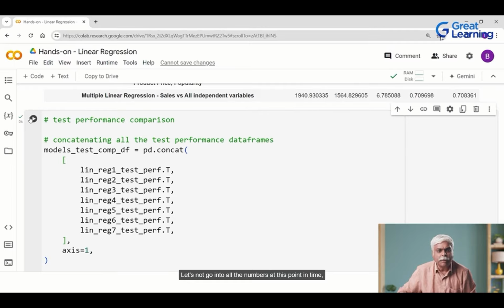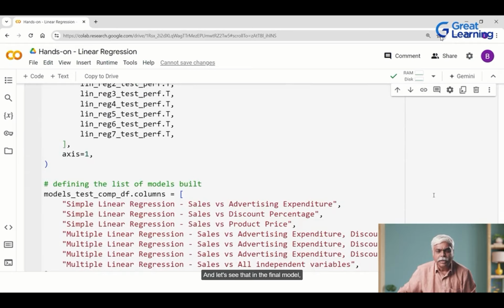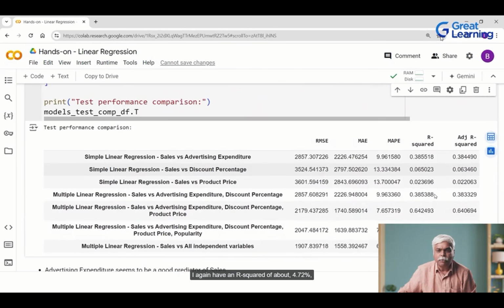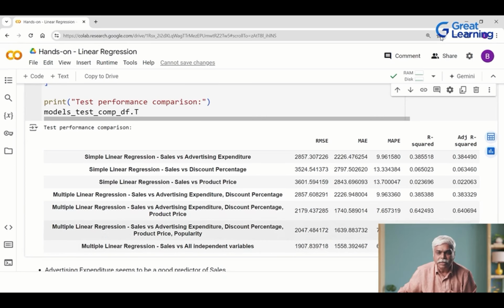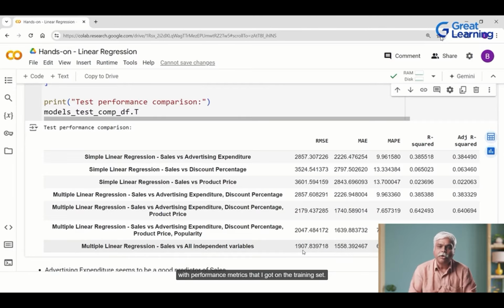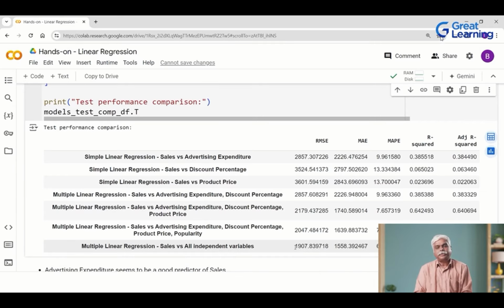Let's not go into all the numbers at this point in time, but simply look at what happened to our final model. In the final model, I again have an R square of about 0.72, and more importantly, a MAPE of 6.73% or 6.76% and an RMSE of 1,907, which are very comparable to the model's performance metrics that I got on the training set. And so therefore, this model is showing comparable performance on the test set and the training set.